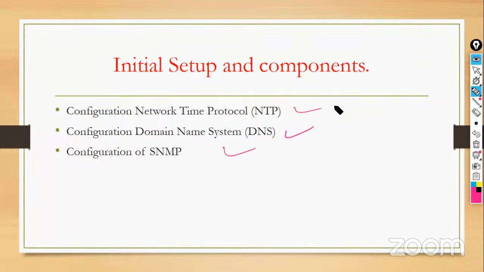So NTP is basically to keep the device time and time zone, everything, so that if something goes wrong, we can identify the logs with the timestamp. DNS is for domain name resolution. SNMP is basically to configure anything for monitoring purposes.